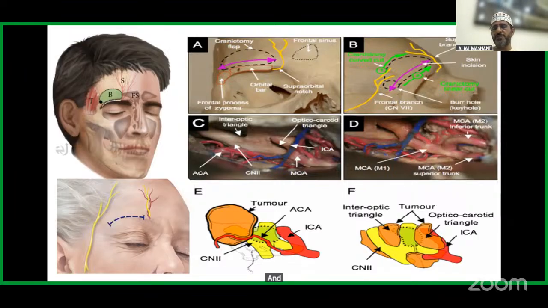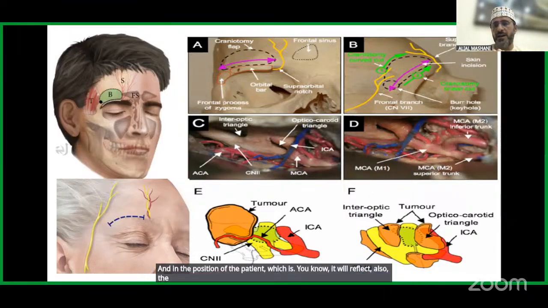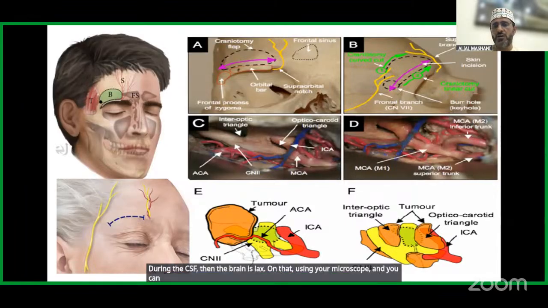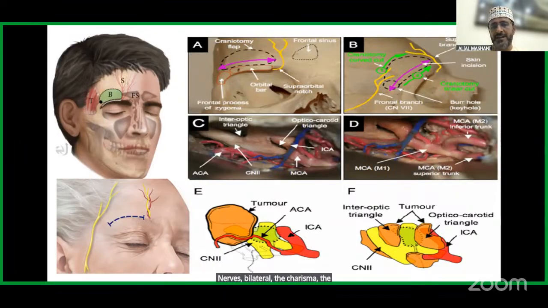And then, with the position of the patient, it will also reflect the bone and the frontal lobe backward with minimal retraction. It will take 5 to 10 minutes to drain the CSF, then the brain is lax. Using your microscope, you can see the structures: the optic nerves bilaterally, the chiasma, the carotid artery, anterior cerebral artery, middle cerebral artery. All the structures you can see very well in front of you, so there is not much retraction to do.